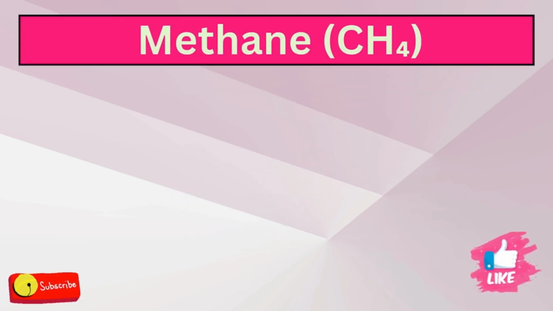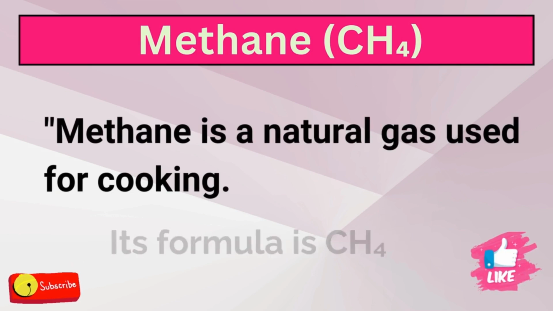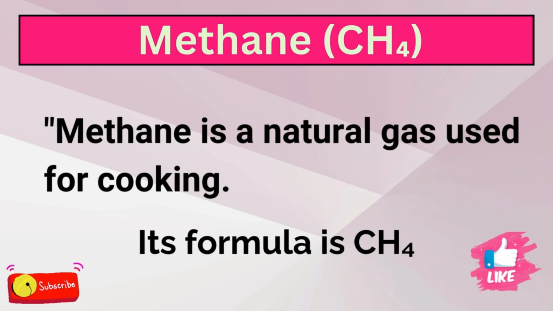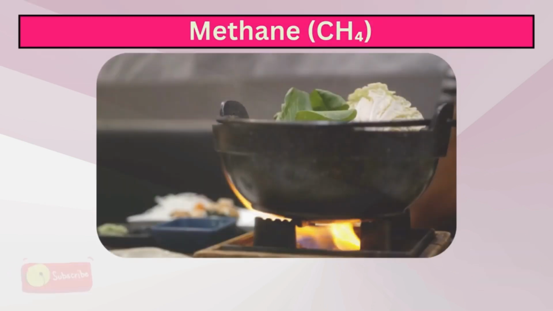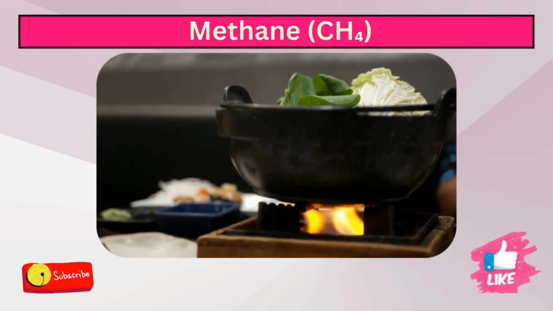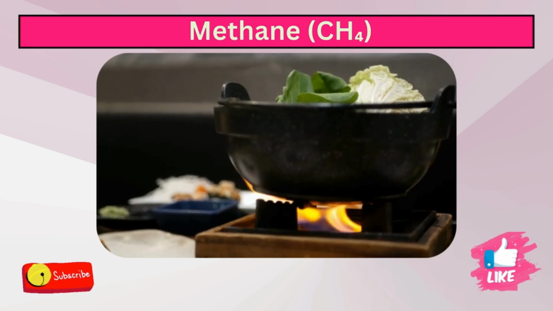And now the methane molecule. Methane is a natural gas used for cooking and its formula is CH4. Look into the formula. It contains 1 carbon atom bonded to 4 hydrogen atoms. We use natural gas for gas stoves. It is commonly used for the cooking process.